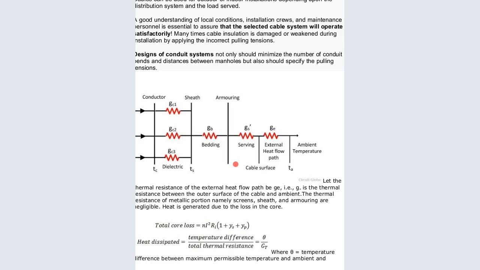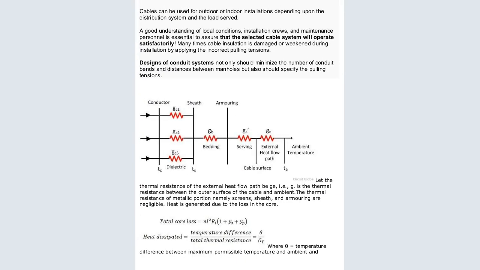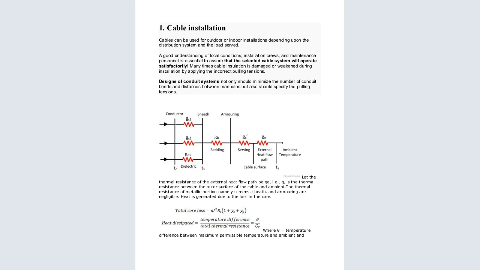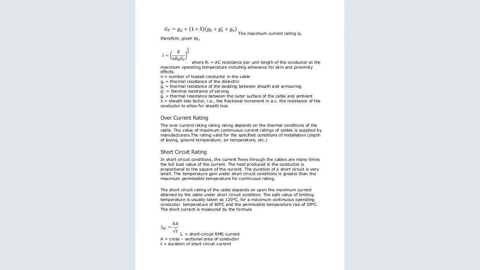So let the thermal resistance of the thermal heat flow path be G, i.e. G is the thermal resistance between the outer surface of the cable and the ambient, and the thermal resistance of the metallic portion, namely screens, sheath, and armoring, are negligible. Heat is generated due to the loss in the core.